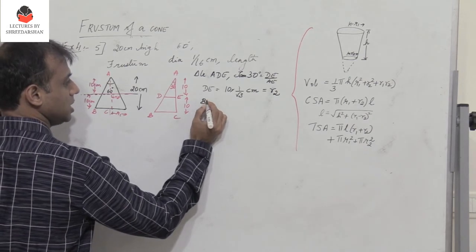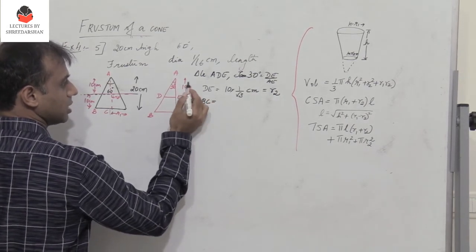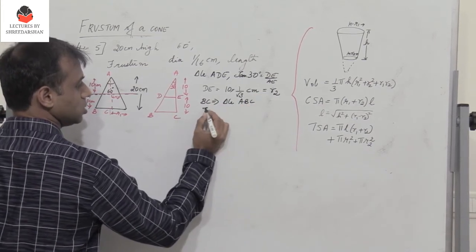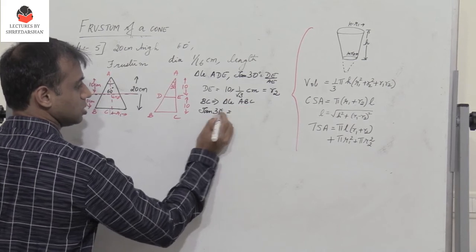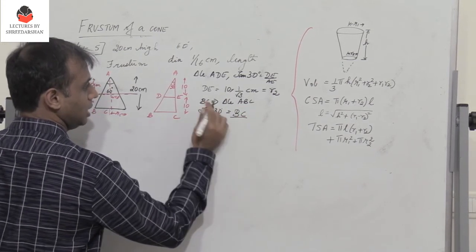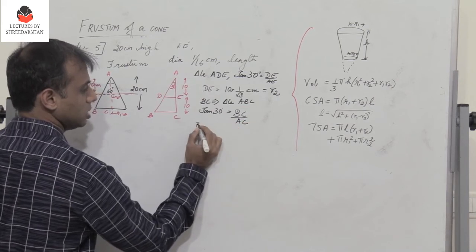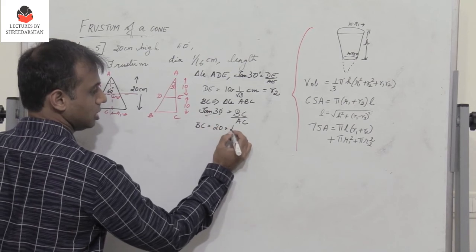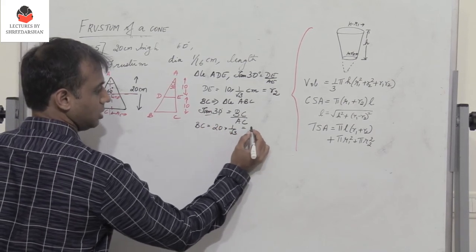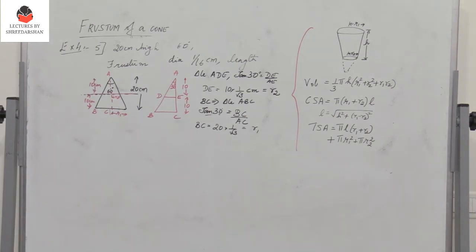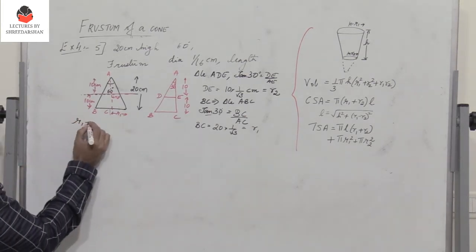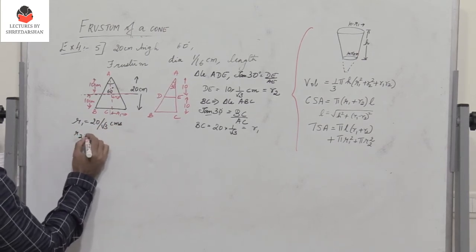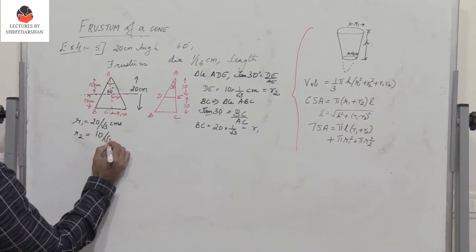Alright, next, what is BC? I get BC if I consider triangle ABC. So take tan 30, which is opposite side BC by the adjacent side AC. So what is BC? BC is AC, which is 20, into tan 30, 1 by root 3. And this is R1. So R1 is 20 by root 3 centimeters and R2 is 10 by root 3 centimeters.